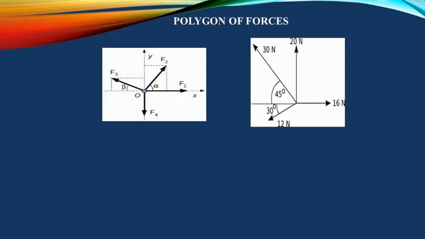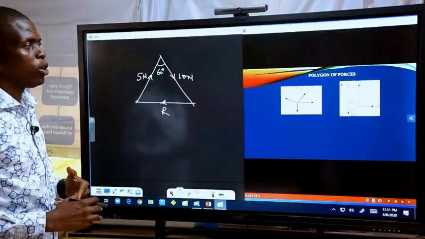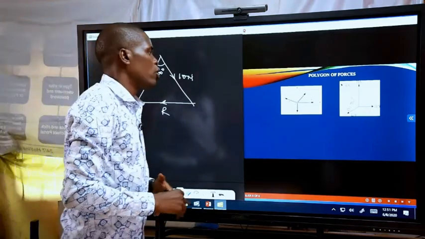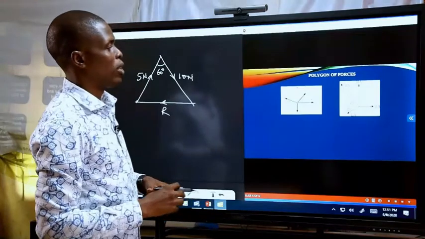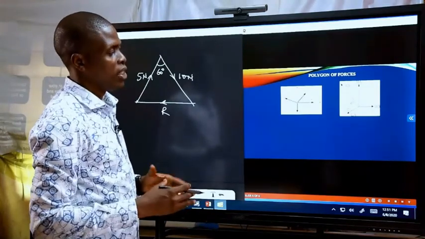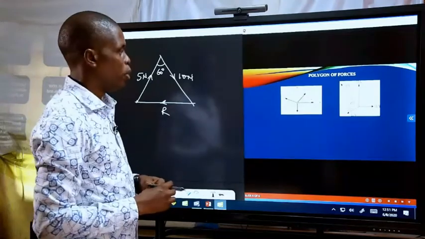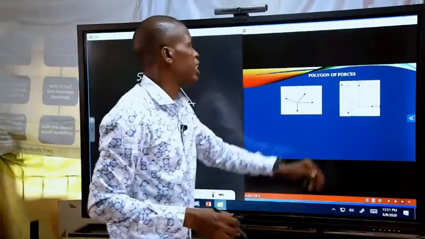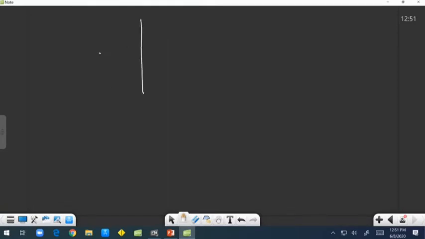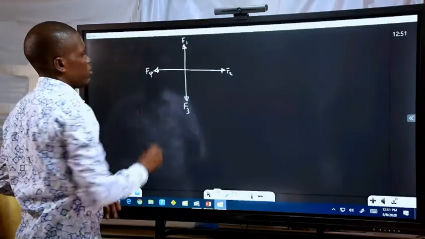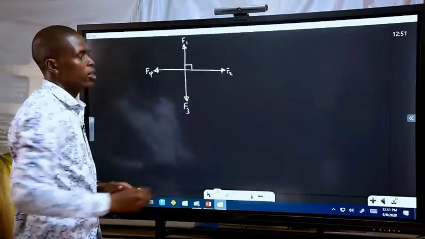So going forward, we look at what we call a resultant of three or more forces. A more suitable situation, we'll call it Polygon of Forces. When you have three or more forces acting on a system or at a point, you say that the forces are polygonal forces or polygon of forces. Let's consider this case. We have these forces, here is F1, F2, F3, F4, acting at angle 90 degrees to each other.